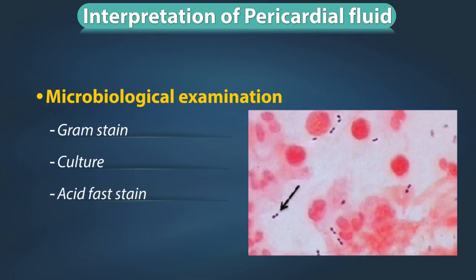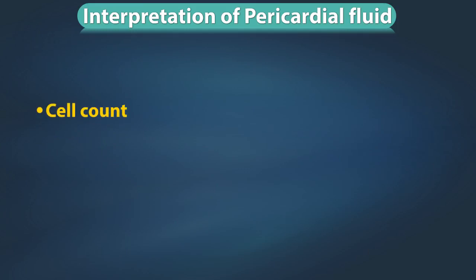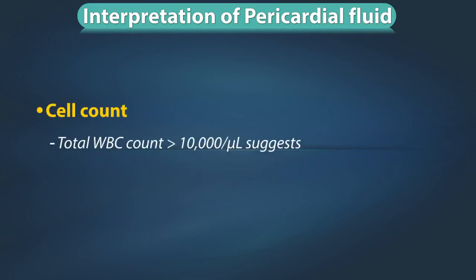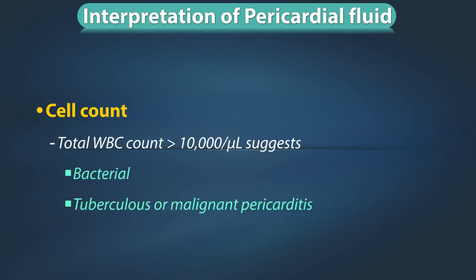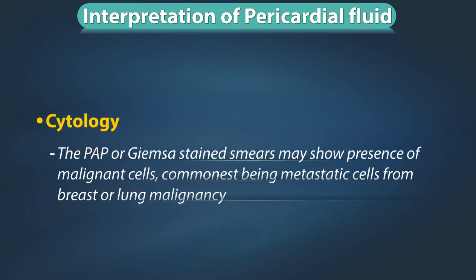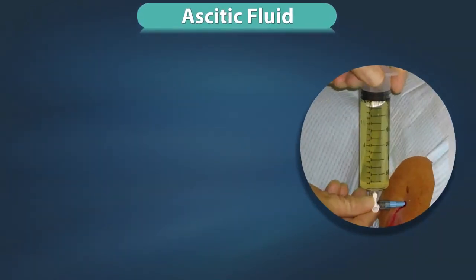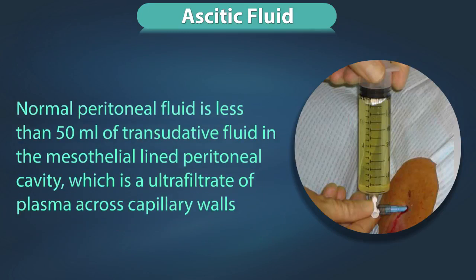Acid fast stain may be positive in up to 50% cases of tubercular pericarditis. Cell count: total white blood cell count more than 10,000 per microliter suggests bacterial, tuberculous, or malignant pericarditis. Cytology: the PAP or Giemsa stained smears may show presence of malignant cells, commonest being metastatic cells from breast or lung malignancy.